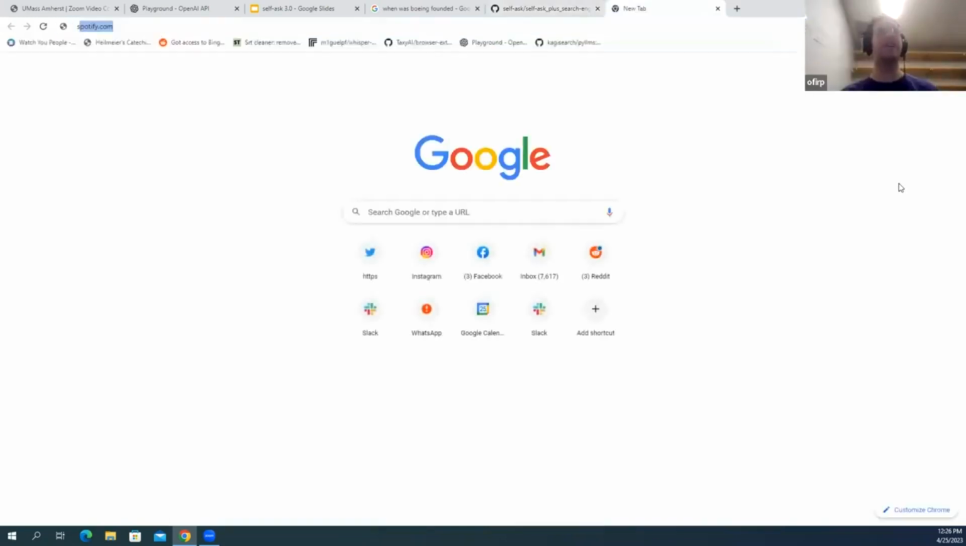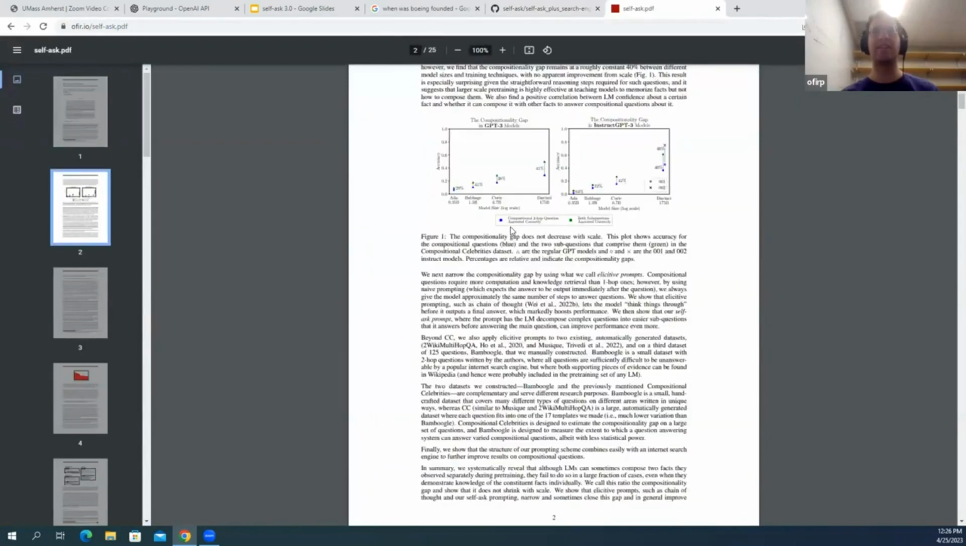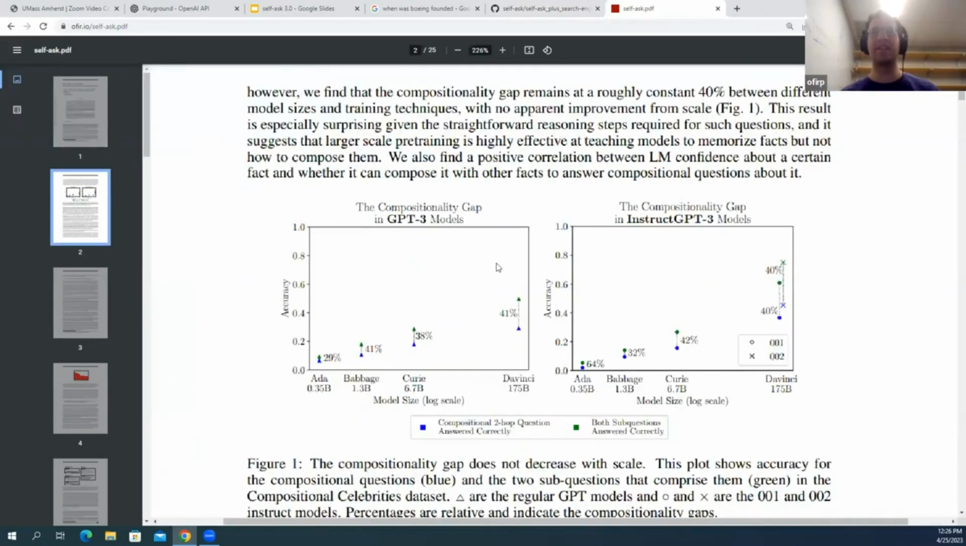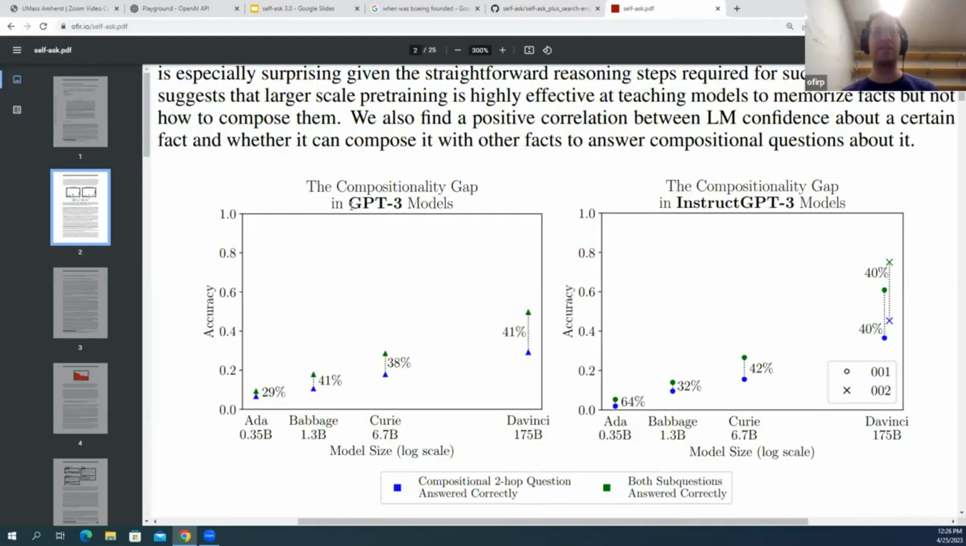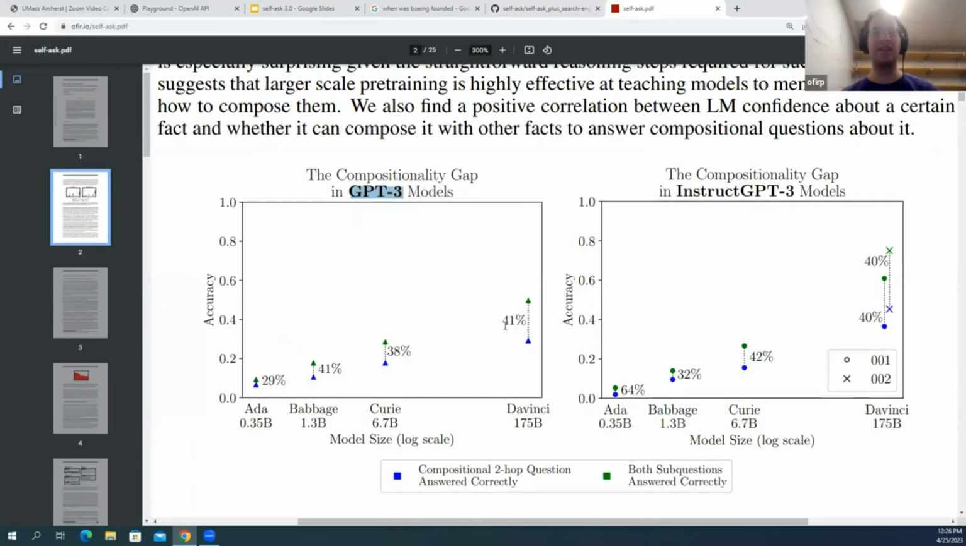Oh yeah, in the paper we actually compare these side by side. So this is the compositionality gap for GPT-3 models that are not instruction tuned. That's what I showed in this talk. It's 40%. And this is the compositionality gap for all the instruction tuned models. And it's still 40% in ChatGPT and in DaVinci 003. So instruction tuning doesn't really seem to narrow this reasoning gap.